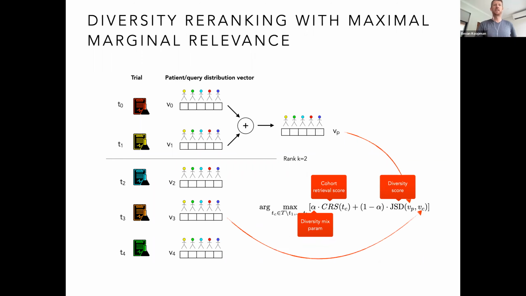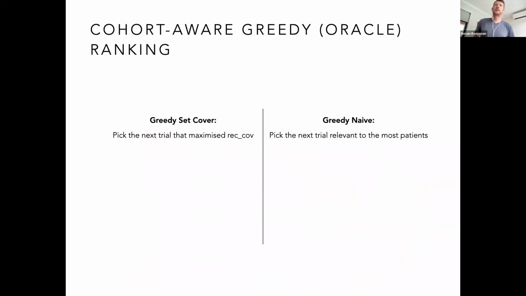And then of course you proceed, you look at all 3 and you choose the next trial that maximizes this function. Okay, so that was fusion plus diversity re-ranking. And next, we thought about it a bit more and said, okay, well, how well can you do in this situation if you were to optimize a ranking for this recruitment coverage?